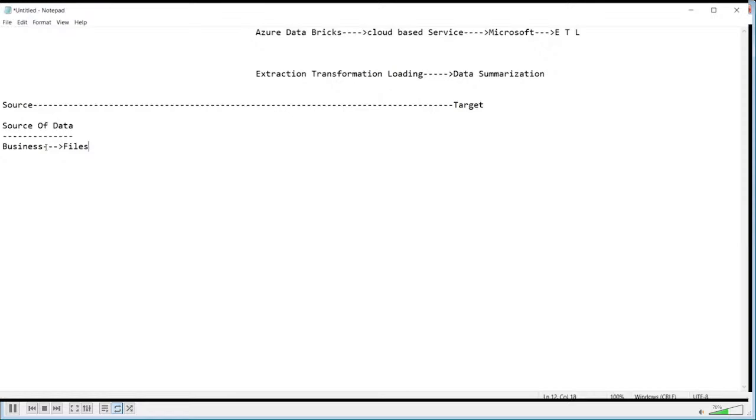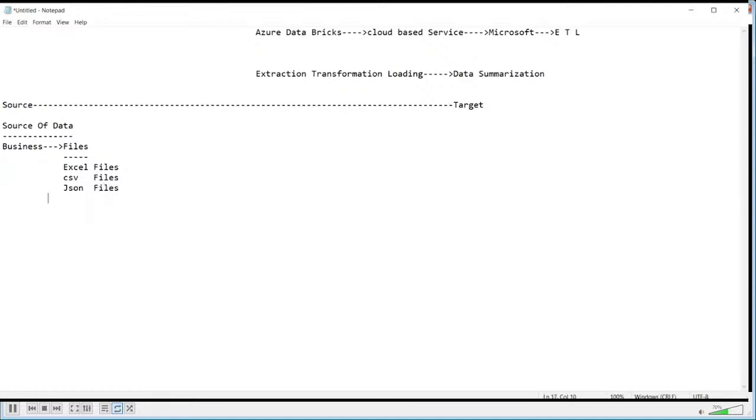Because this data is recorded in the form of what? Files. So what are the types of files you have? The files are the following. We can have Excel files, and we can have CSV files, which stands for comma separated value files. And you have JSON files. JSON stands for JavaScript Object Notation files.